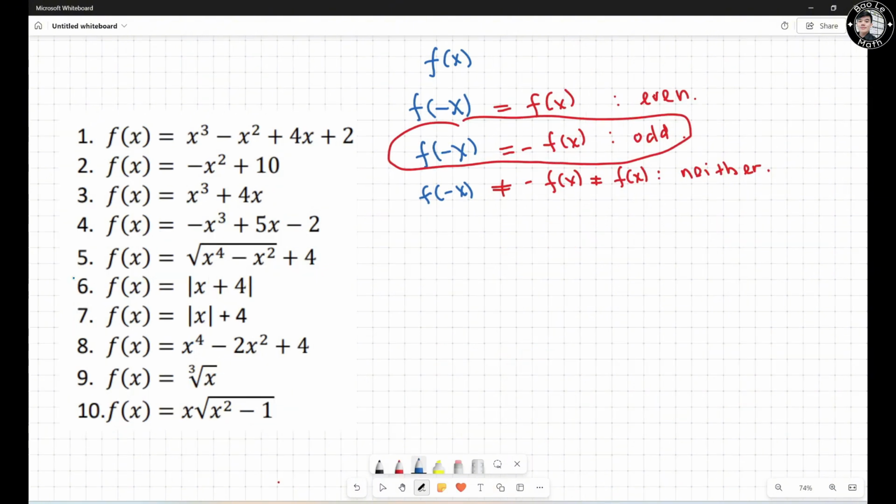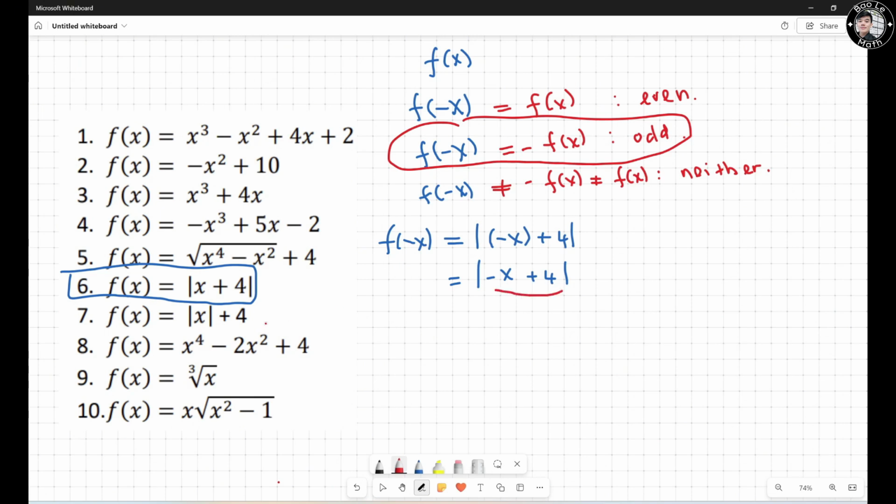Now let's move on to the last example, example number 6 right here. Alright, so I'm going to start off f of negative s. So I'm going to replace s with negative s, right? So I have absolute value of parenthesis negative s plus 4, right? So I remove the parenthesis. So it turns out to be absolute value of negative s plus 4, right? Now I'm going to check to see if this one matches this guy. So this guy and this guy are different, right? So this guy is different from f of s. So the function is not even.